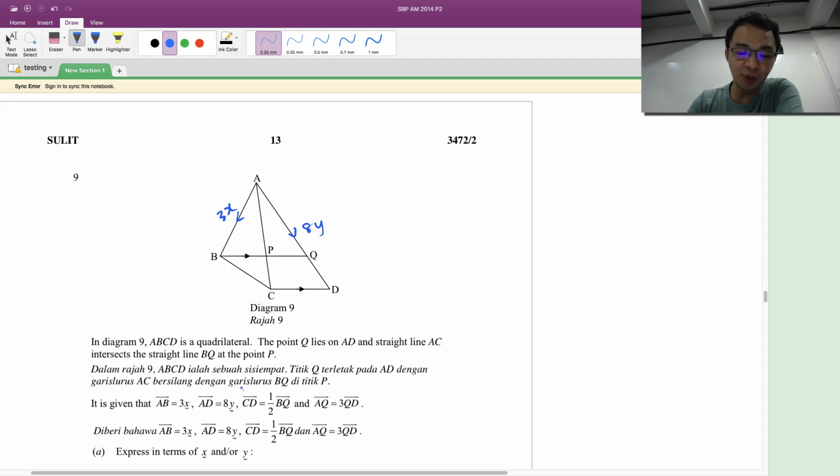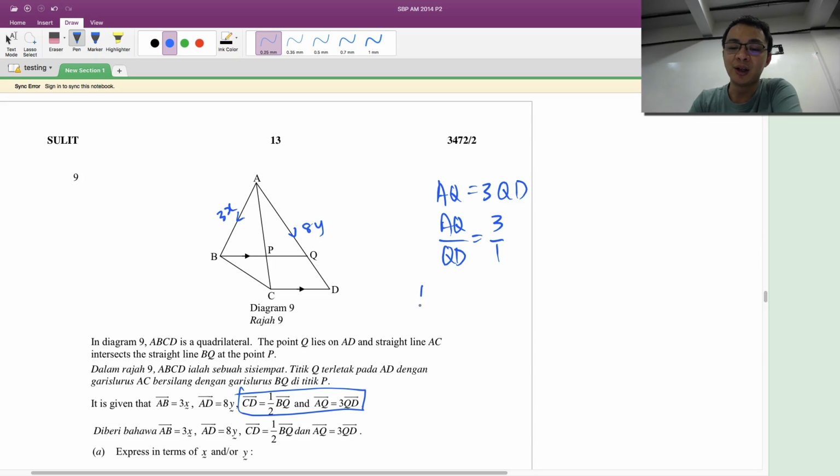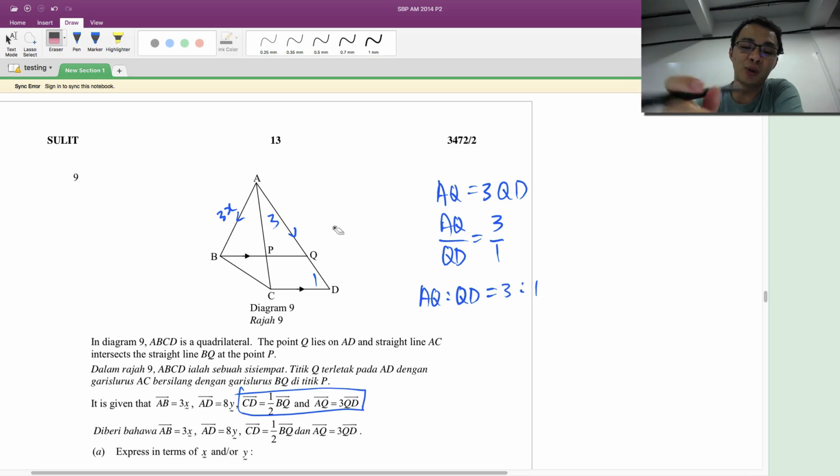Alright, and then the question does give us some ratio. CD equals half BQ, and AQ equals 3QD. So if AQ equals 3QD, what I will do is change them into ratio form. I move the QD to this side. This is 3, isn't it? So actually 3 over 1. So I know AQ ratio QD equals 3 ratio 1. So that means AQ is 3, QD is 1. So total is 8y, so I can separate the 8y into 6y and 2y.